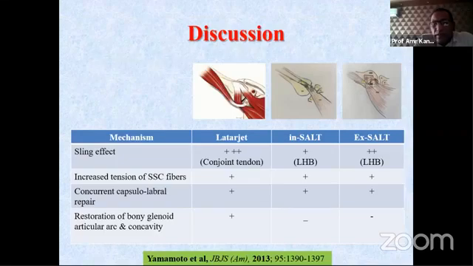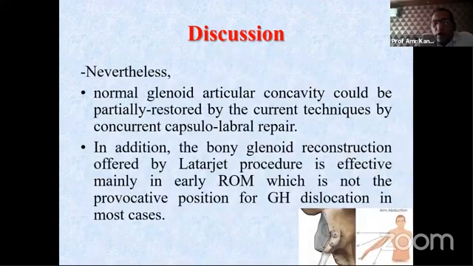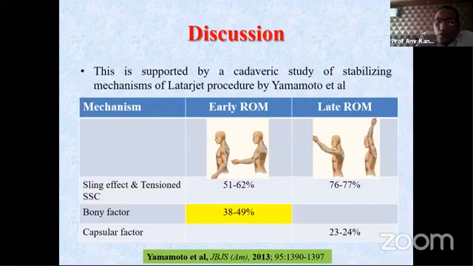However, these techniques don't restore the bony glenoid. However, normal glenoid articular concavity could be partially restored by these techniques by concurrent capsulolabral repair. In addition, the bony glenoid reconstruction offered by the Latarjet procedure is effective mainly in early range of motion, which is not the provocative position for glenohumeral dislocation in most cases. This is supported by a cadaveric study of the stabilizing mechanism of the Latarjet procedure by Yamamoto et al., which revealed that the bony factor of the Latarjet procedure is responsible for about 45% of glenohumeral restabilization, mainly in early range of motion.